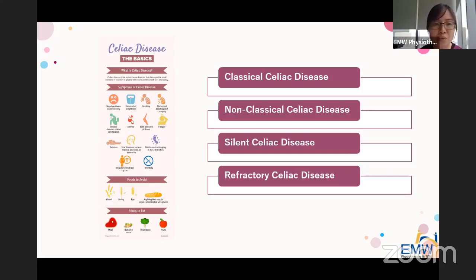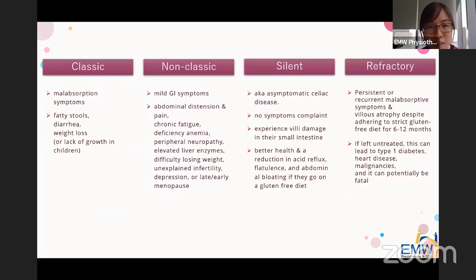We'll go through each of them to know the differences and the signs you can look out for. For classic celiac disease, there would be obvious symptoms of malabsorption, for example fatty stools, diarrhea, and weight loss, especially true for children, along with lack of growth in children. Because gut health is affected, nutrient uptake and nourishment to the body are affected.